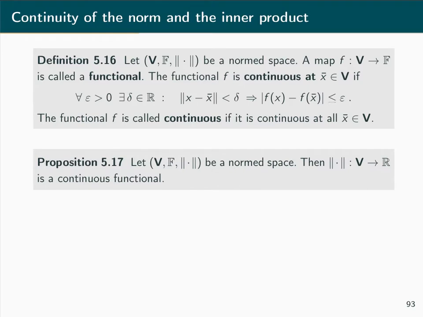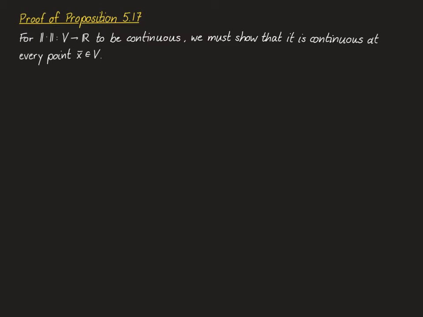Now let's first apply this definition to the case of a norm. This is proposition 5.17, where V is a normed space, then the norm, which is nothing but a map from the vector space into the real numbers, is continuous as a functional. Now, for the proof of proposition 5.17, for the norm to be continuous in general, so not at a particular point, we must show that it is continuous at every point x bar in its domain.